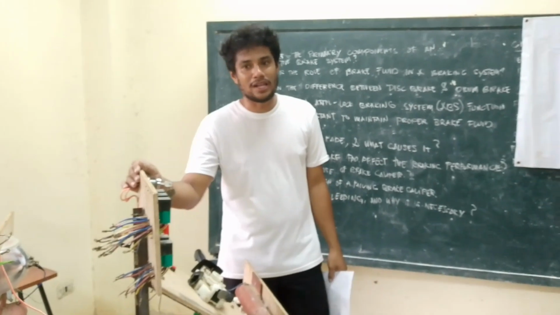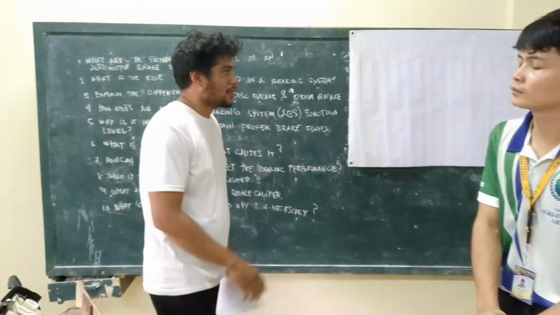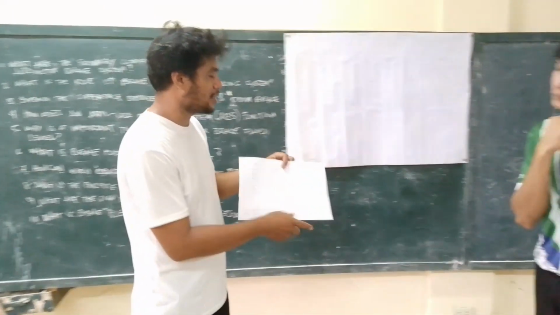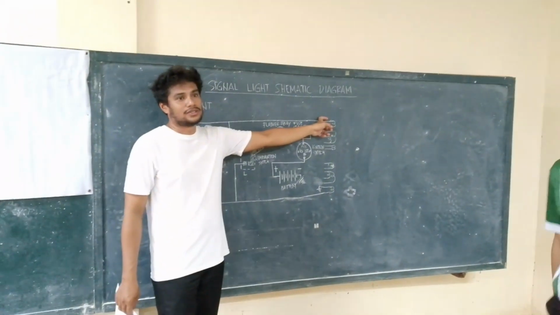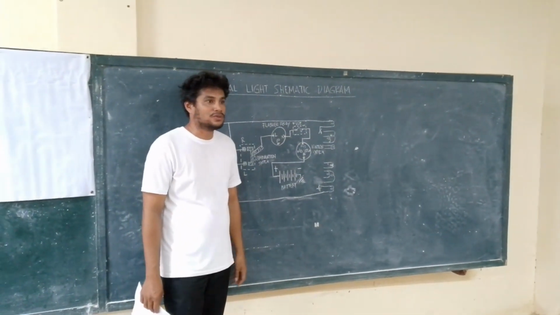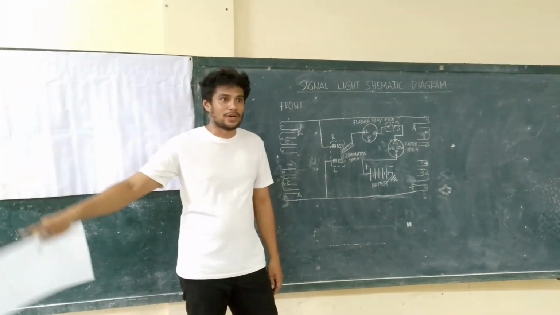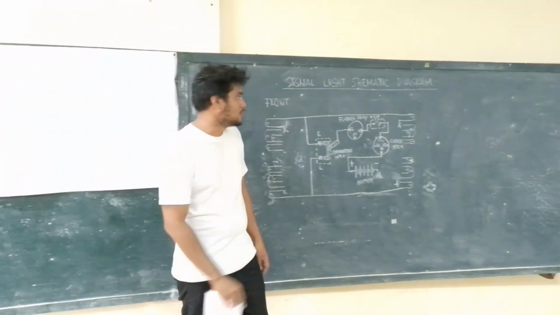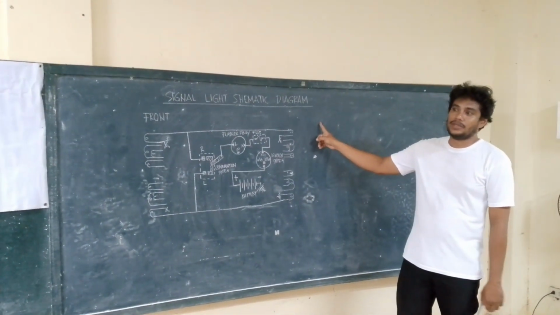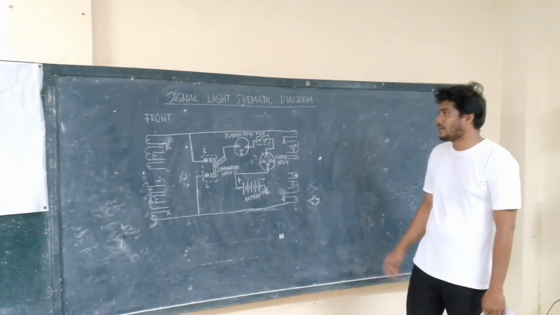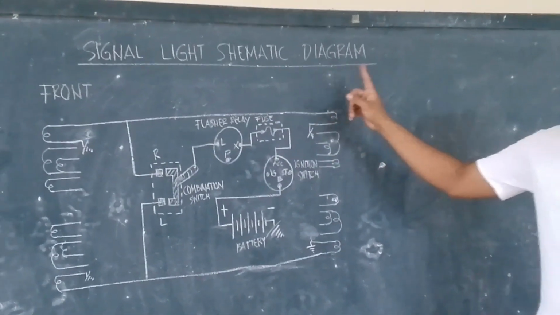Here in our actual wiring, we need to first know how to interpret our signal light schematic diagram. In this way, we are able to easily do the actual wiring in our simulator. So this is our signal light schematic diagram. There are several components that we need in order for our signal light to work.